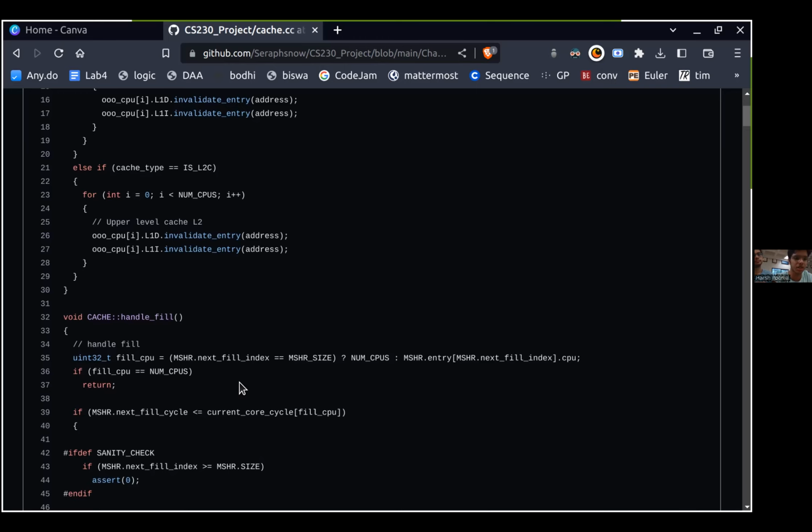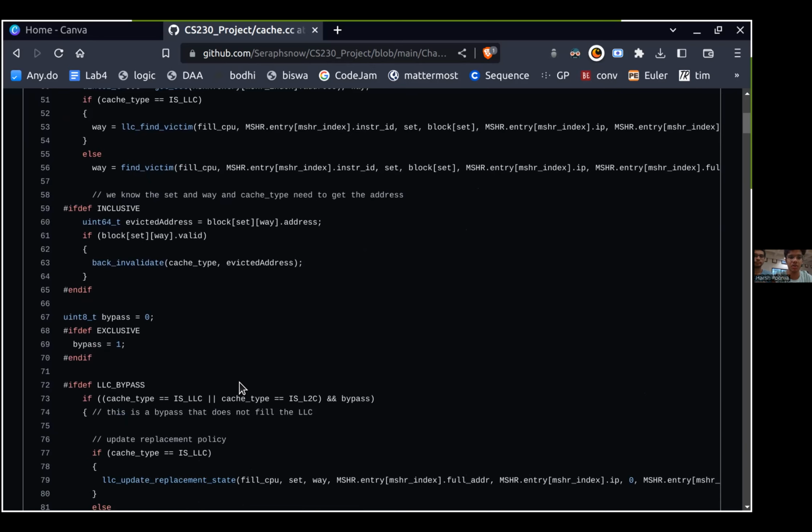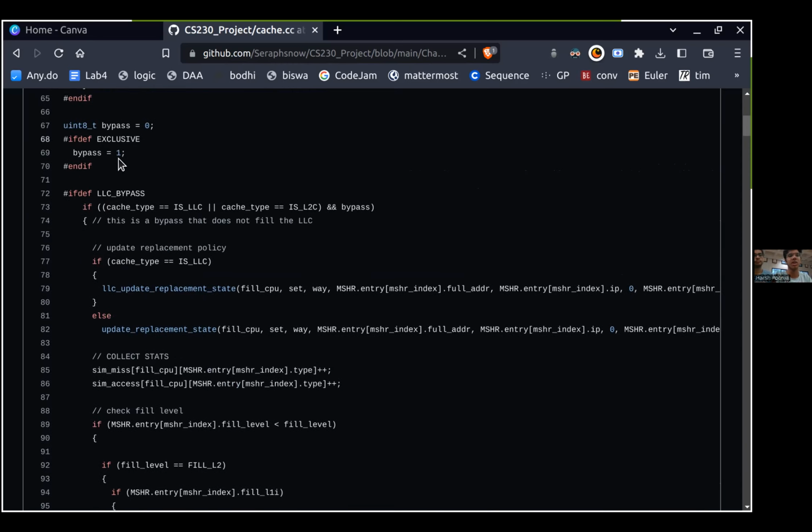Whereas for the exclusive structure, we need to do multiple changes. First of all, in the non-inclusive structure, whenever a block is fetched from the memory, it's stored in all of the three caches, L1, L2, and LLC. What we needed to do was bypass the L2 and LLC caches. For that, there was already a defined function for the LLC, which was only enabled when the LLC bypass term was defined. In that, we just changed the parameters for the if condition, and that allowed us to bypass the LLC and L2 cache even whenever new data was coming from the memory.